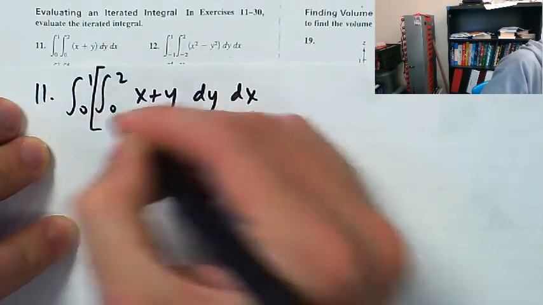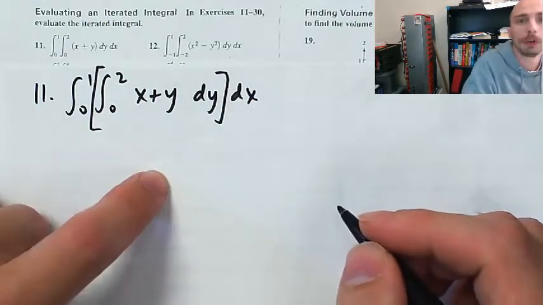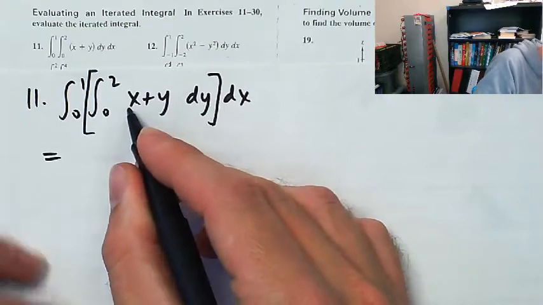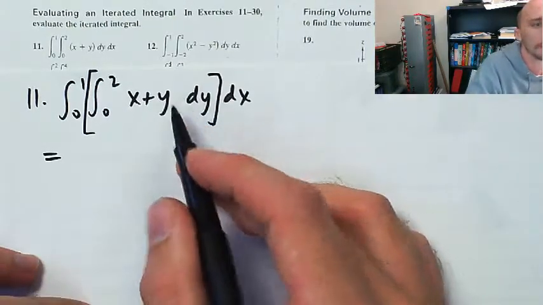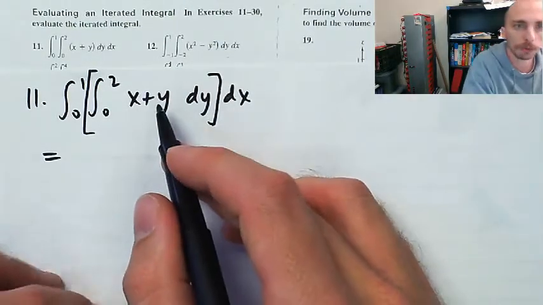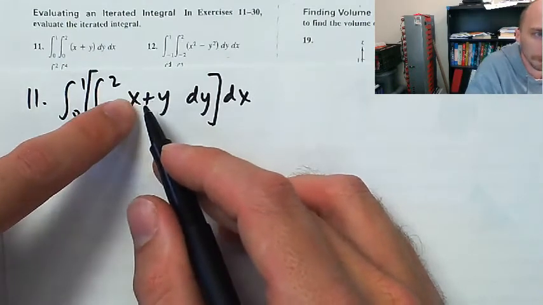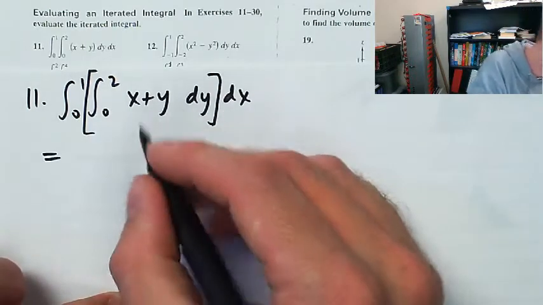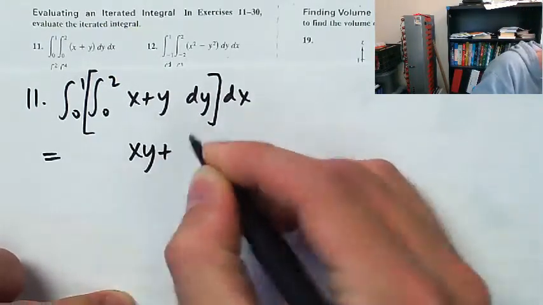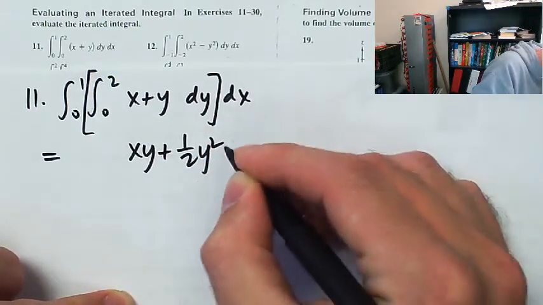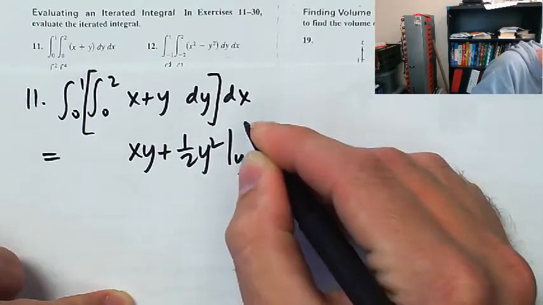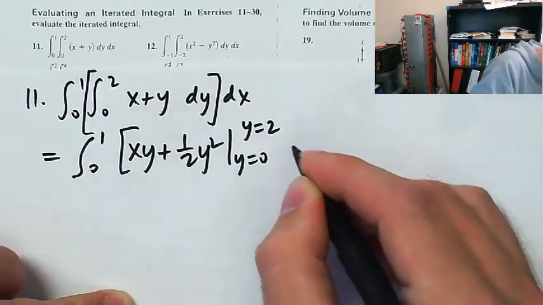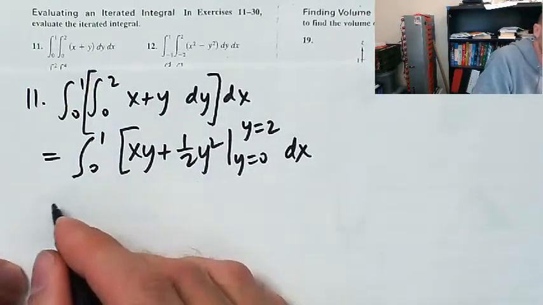Okay, the key is we're going to block off the inside integral, do it first, and then work our way out. Okay, we can do this. Take an antiderivative for x plus y with respect to y. You're thinking about this the way you think about a partial derivative. You're thinking x is a constant. So the antiderivative of a constant with respect to y is that constant times y. And this would be 1/2 y squared, right? As y runs from 0 up to 2, and then we're still going to integrate that from 0 to 1 dx.